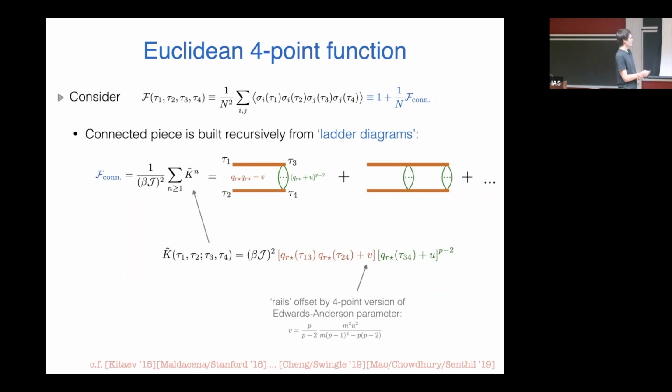You can build that recursively from ladder diagrams, just like in SYK, which are the diagrams that have these 4 spins at the corners, and then you add rungs to construct this kind of ladder, rungs of p-2 copies of the 2-point function. Something that's interesting is that this 4-point kernel, for the geometric series, has these offsets in the glass phase. The 2-point function we already saw is offset by this parameter u, and now in the 4-point function, this red piece corresponds to the rails of the ladder, and it's also offset by some parameter v, built out of u, which provides some sort of 4-point analog of this Edwards-Anderson parameter.